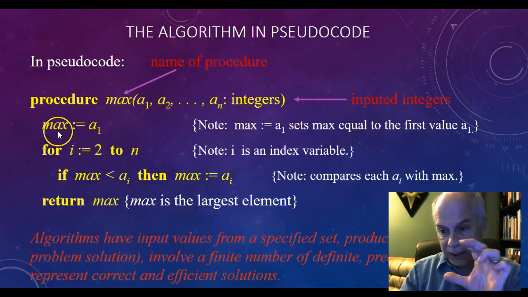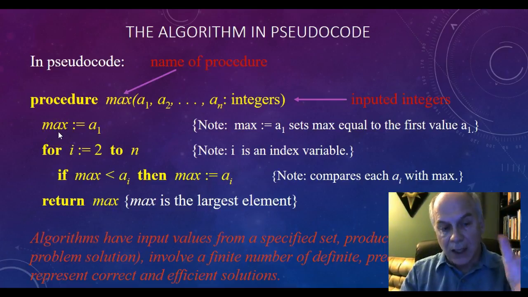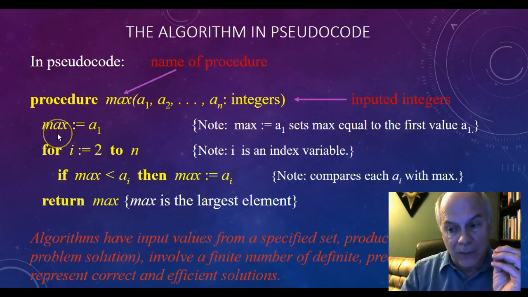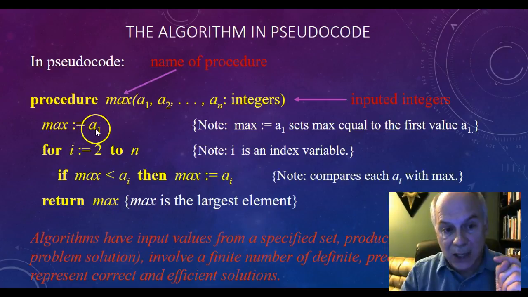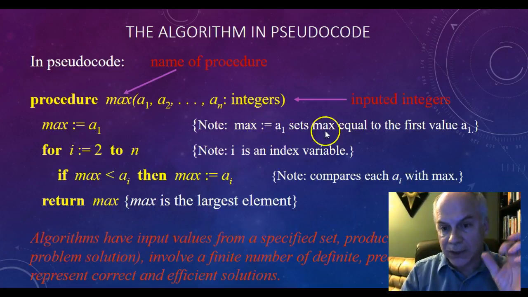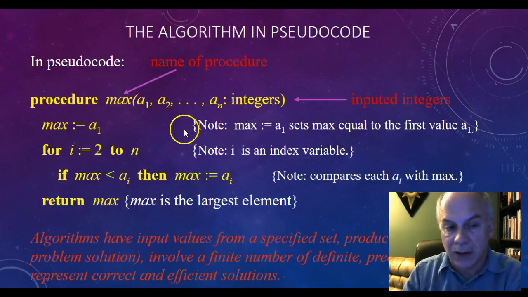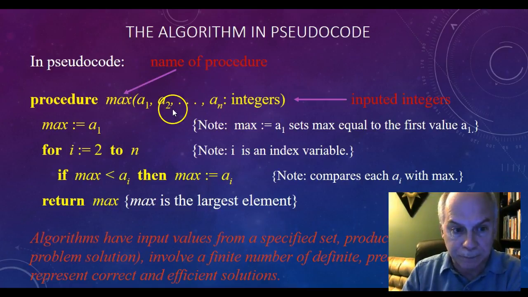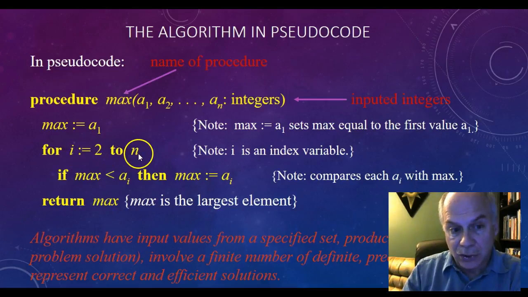And then, instead of t in the previous slide, I'm going to use max. So the variable max is set equal to A1. As my note says, max colon equals A1 sets max equal to the first value A1 that is inputted from the integer list. All right, then for I becomes equal to 2 to n. That's how to read that.